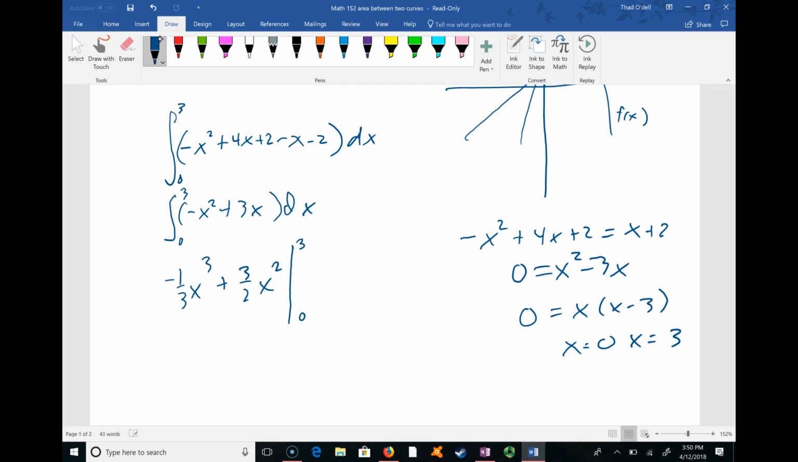From 0 to 3. We plug in 3. Let's see. That would be negative 9. Plug in 3 there. That would be 27/2. Plug a 0 in there, I get 0. Plug a 0 in there, I get 0. Okay, so 27 divided by 2. That would be 4.5, or 9/2 is my area.